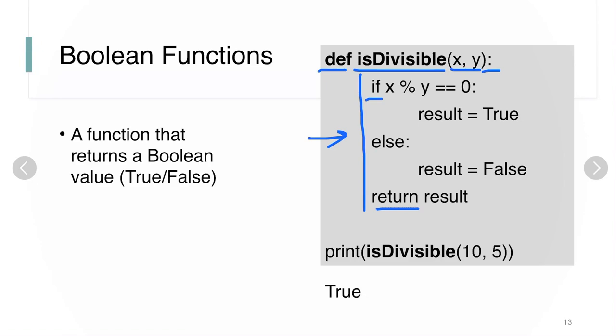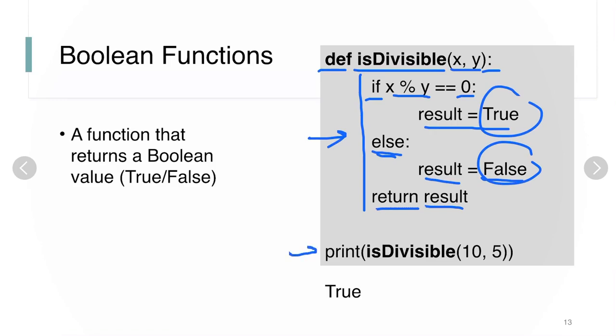So the if statement with an else checks whether x, when divided by y, has a remainder of 0. If that's the case, x is divisible by y, and then it will assign the true value to the result variable. Else, if the first condition is false, then it will assign false to the result variable, and at the end it will return that result, which is a truth value, either true or false.